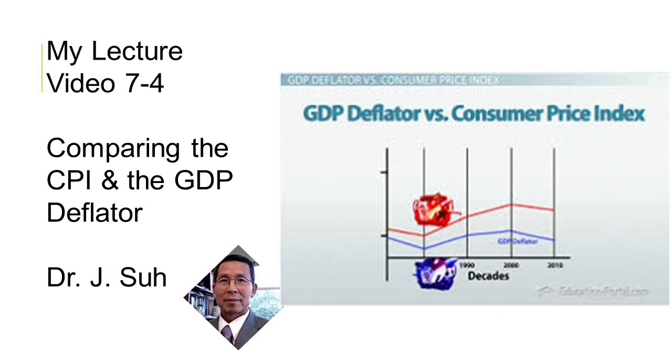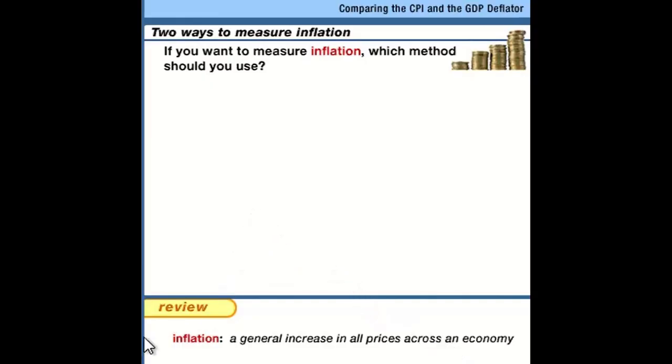If you want to measure inflation, which measure should you use? It depends on the question you want to answer. If you want to know what's happening to your own cost of living, the Consumer Price Index probably tells you what you want to know. If you want to know what's happening to inflation more broadly in the economy, however, you should probably pay more attention to the GDP deflator.